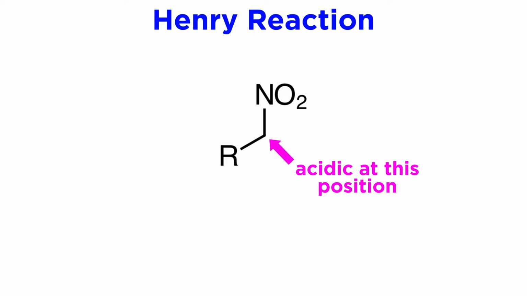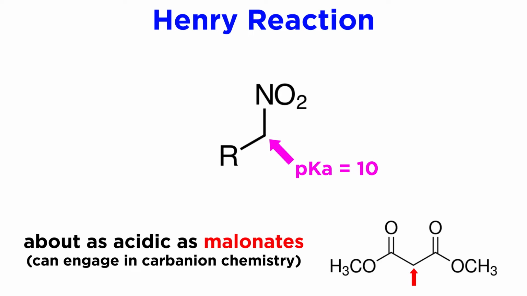In the previous tutorial on the Nef reaction, we saw that aliphatic nitro compounds are carbon acids. In water, they have a pKa of around 10, meaning they are as acidic as some 1,3-dicarbonyls, like malonates, and can therefore engage in carbanion chemistry.